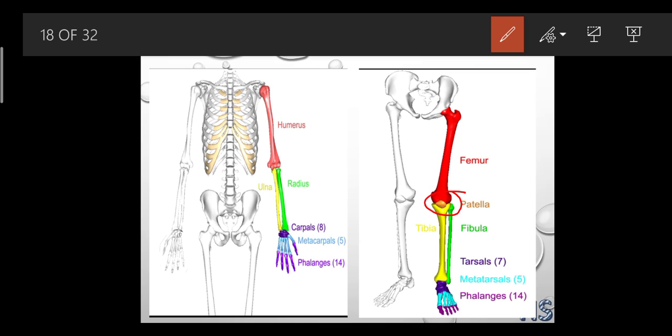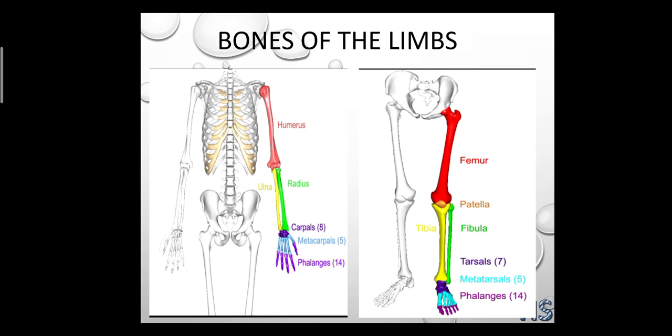What is a kneecap? A kneecap is a bone which is developed from a tendon. What do you mean by the word tendon? Suppose this is a bone to which the muscles are attached, that attachment is called the tendon. Muscle to bone attachment is called the tendon. The patella is nothing but the kneecap.